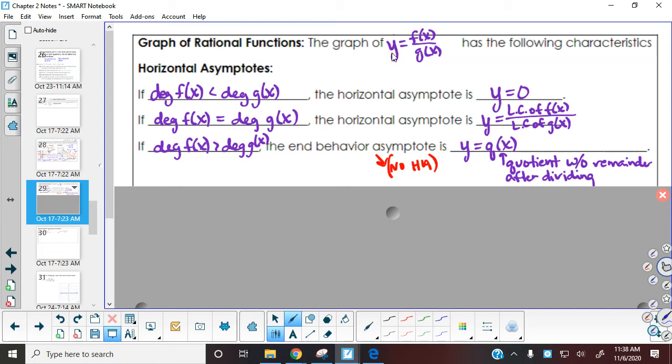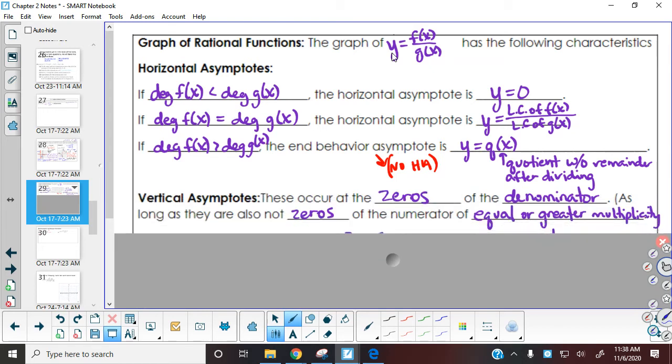Now the other thing, horizontal asymptotes are determined by degrees. Your vertical asymptotes, where you are looking for that is you are looking at the denominator. So those occur at the zeros of the denominator. And the key is as long as they are also not zeros of the numerator. And we're going to talk about what happens if you have the same zeros in the bottom and in the top. Okay, so vertical asymptotes, you look at the denominator and find the zeros.